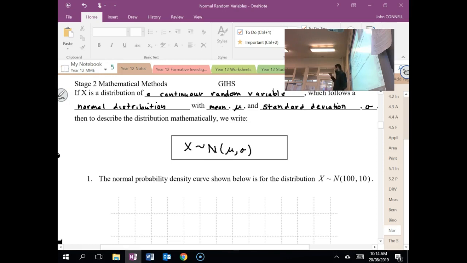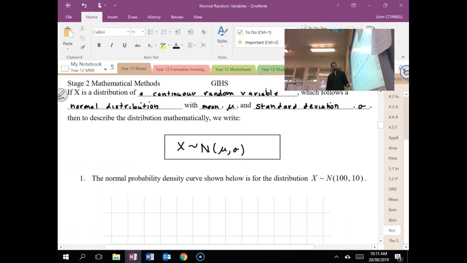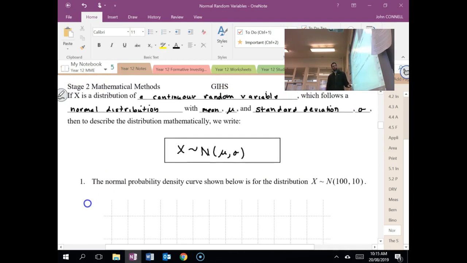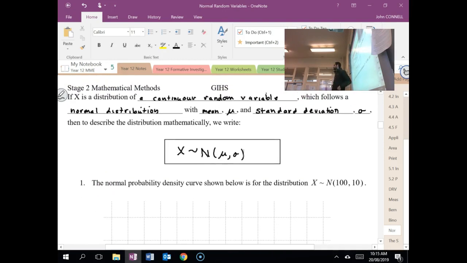We would write x tilde Bin(n, p). Because a binomial gets fully described by the number of trials and the probability of success. So in this case, x gets fully described by the mean and the standard deviation because we know it's a normal distribution.